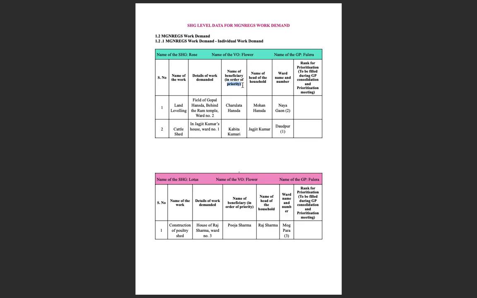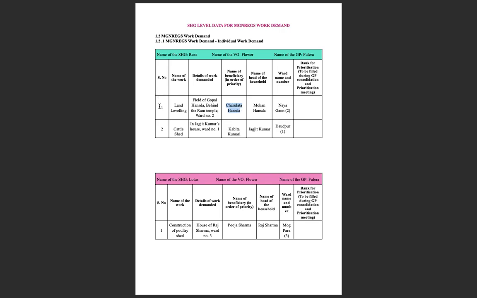When we say in the order of priority, we need to understand that there are a few schemes which are not universal in nature. That means a Gram Panchayat might not be able to give work to all the members who have demanded it. Hence, the names in the SHG level data set should be written in a prioritized manner. That means Charulata Hansta from Rose SHG is the person who is most in need of this work. Hence, her name has come at the top.